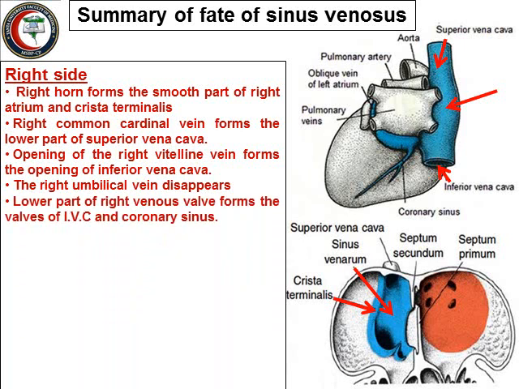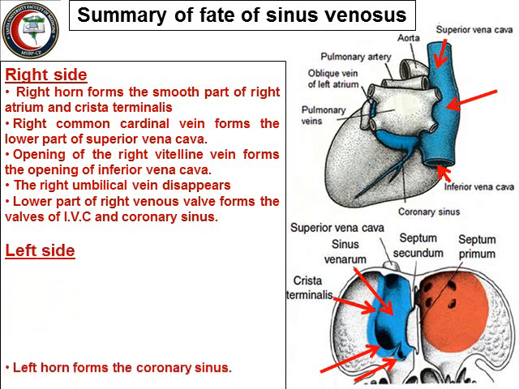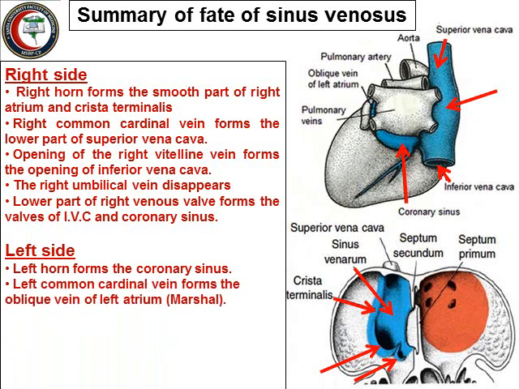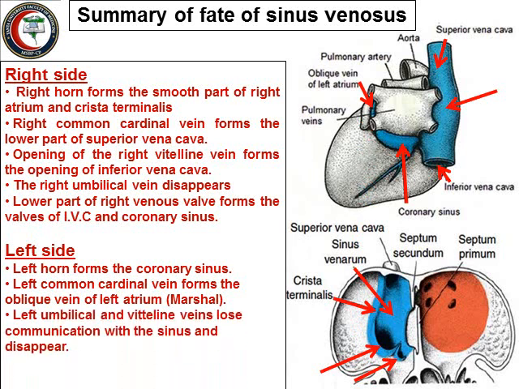Now, what about the lower part of the right venous valve? It forms the valve of the inferior vena cava and the valve of the coronary sinus. This is the summarization of the right side. What about the left side? The left horn of sinus venosus forms the coronary sinus, and the left common cardinal vein forms the oblique vein of Marshall. With each other, they form the oblique vein of Marshall and the coronary sinus.